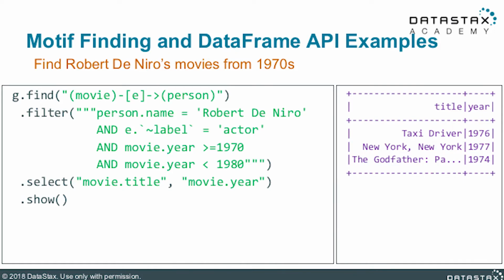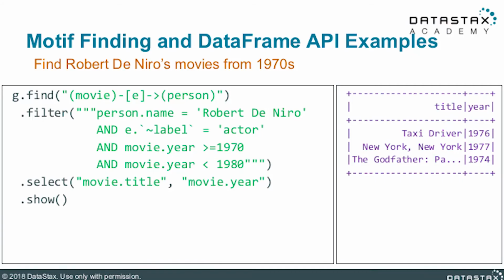Now we are ready to do some damage. This is a simple query that finds Robert De Niro's movies from 1970s. We match edges with pattern movie E person and further require person's name to be Robert De Niro, label to be actor, movie year to be greater than or equal to 1970 and less than 1980. We select title and year values of such movies and output them using DataFrame's method show. The result contains 3 movies.